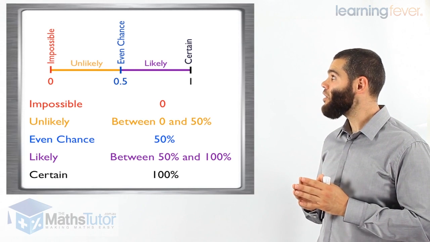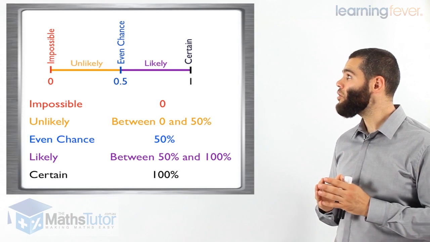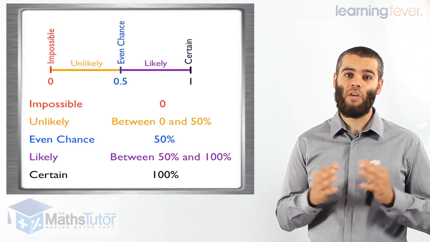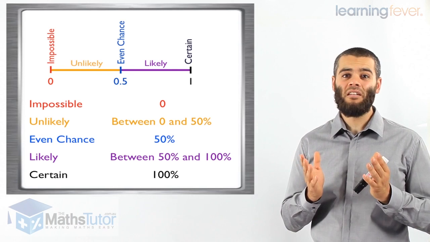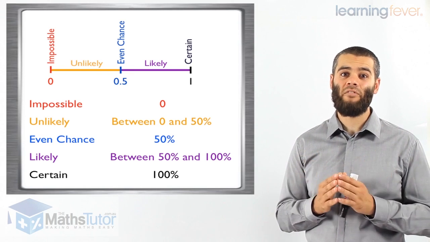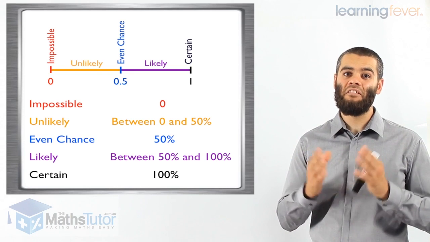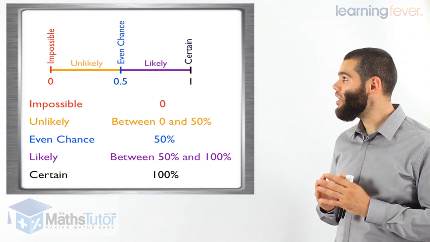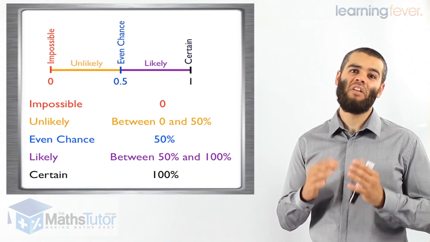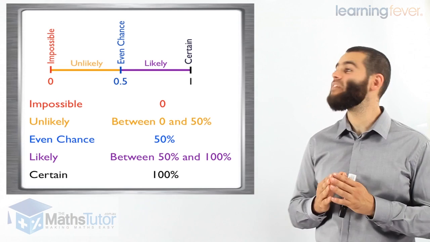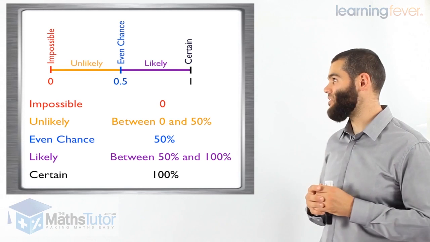Then we have from 0 to 50% or 0 to 0.5, which is the same as 50%, is unlikely, meaning it is less than half. It is a small chance of happening, meaning it is an unlikely event that it will happen. So the term that we use is unlikely. That event most likely will not happen because it is less than half, less than 50%, between 0 and 50%.